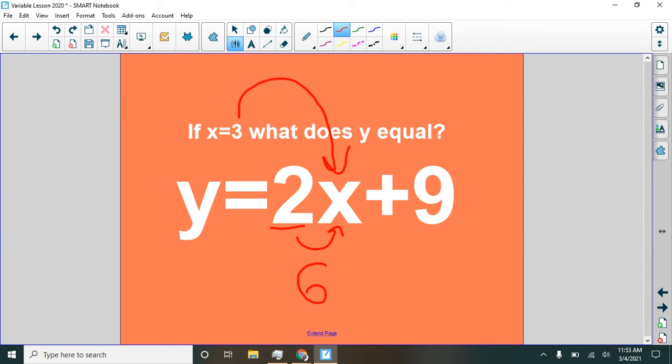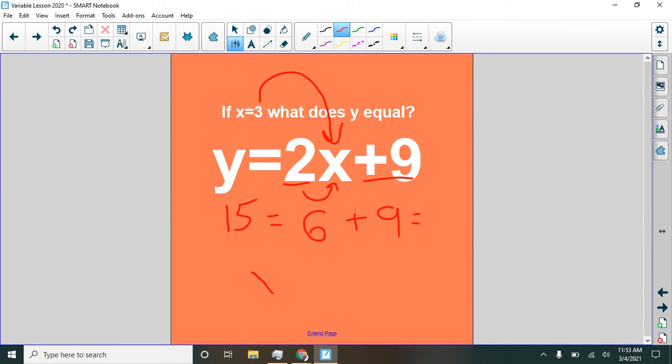Okay? If I had just thought about it as 23, that's going to change the whole thing and make it wrong. So I have 6, and then I need to keep this part plus 9, and that equals here 15. So the solution here, we would say y equals 15. All right, and now if I changed the x to a different number, then it would change y. But this problem told me that x equals 3. All right, let's do some together here.